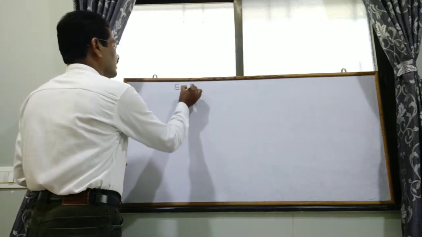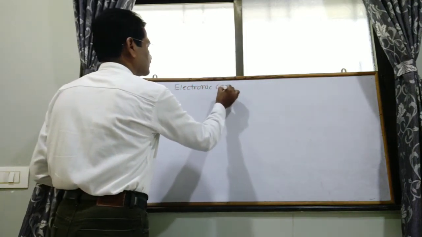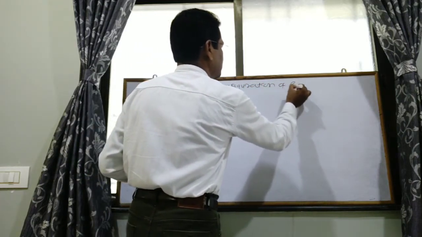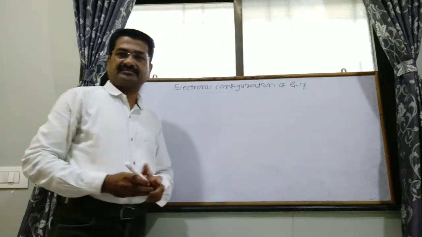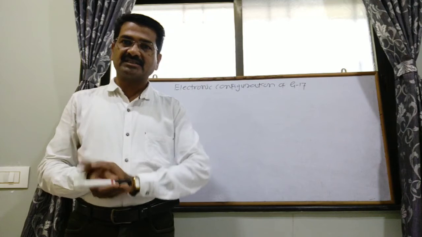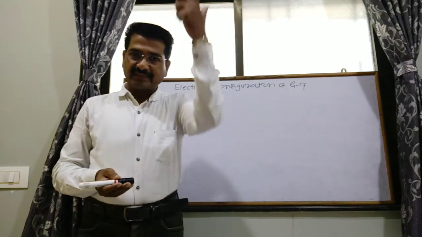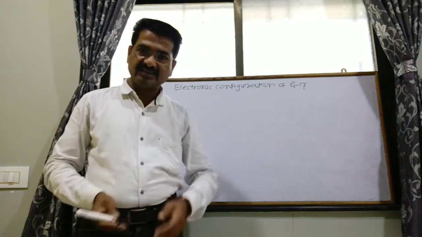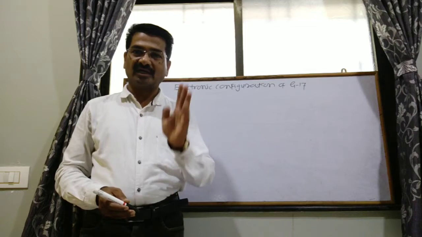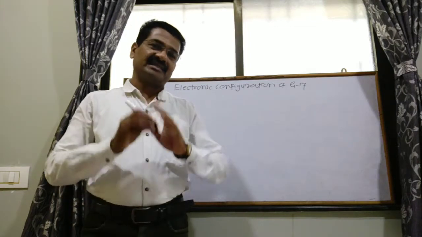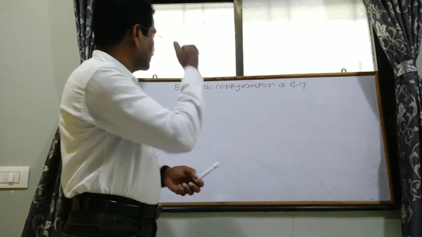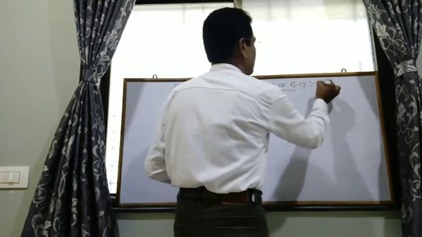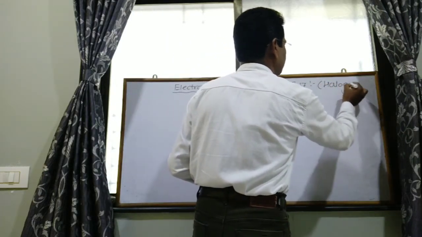Electronic configuration of Z17 elements. We know the G17 elements are the elements placed in the 17th group of the periodic table: fluorine, chlorine, bromine, iodine and astatine. See the electronic configuration of G17. It is also called the halogens.